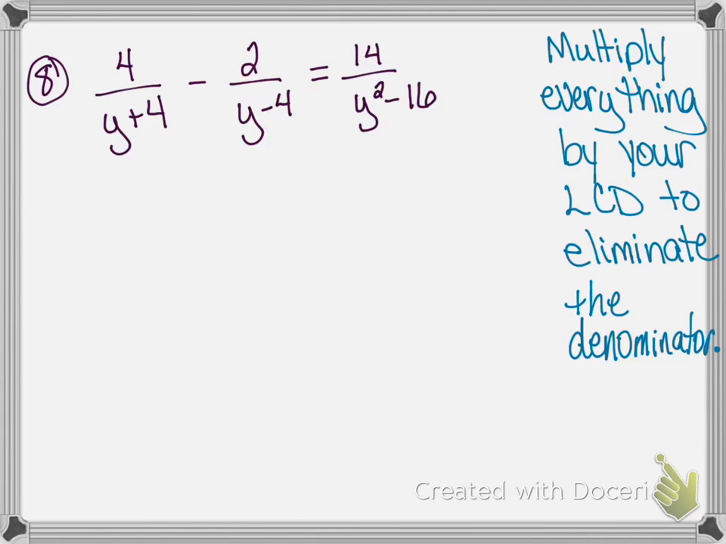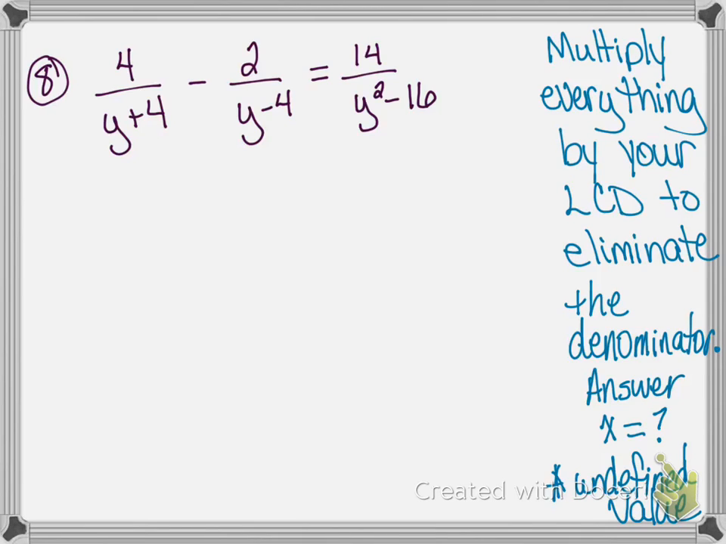You still have to find the LCD, but you're multiplying everything by the LCD. Your answer will be something like x equals some value. You're finding a value for x. In these situations, you also have an undefined value that you have to find.